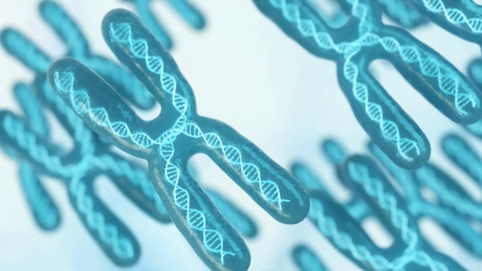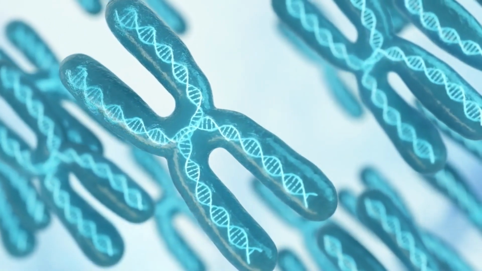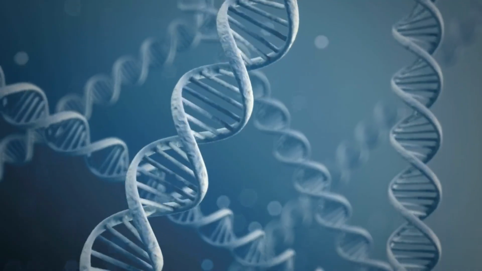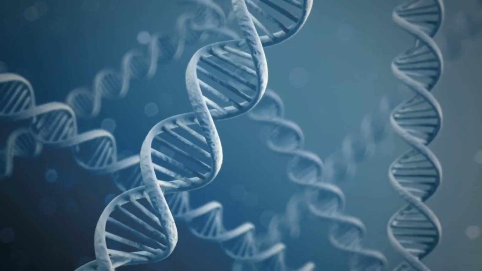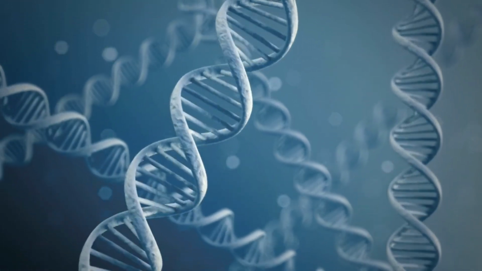Prophase. During prophase, chromatin condenses into visible chromosomes, each consisting of two identical sister chromatids held together by a centromere. The nuclear envelope breaks down, and the centrosomes migrate to opposite poles of the cell, forming spindle fibers.